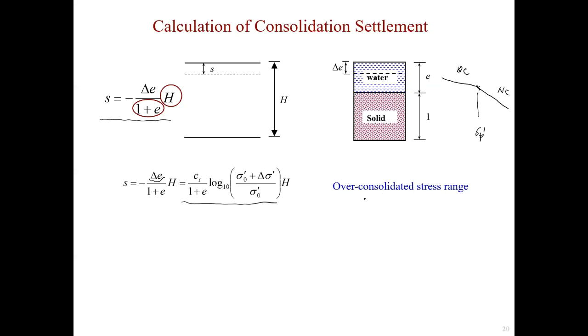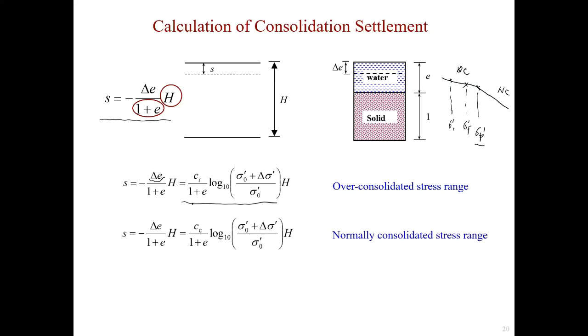So over-consolidated stress range means your initial effective stress and final stress are all within this part. So let's say sigma 1 prime and sigma f prime. Your initial effective stress and your final effective stress are all within this OC range and all less than the sigma p prime, then you use this formula to do the calculation. So that's the first scenario.